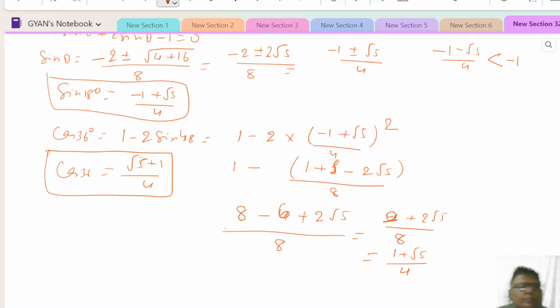So sine 36 degree, cos 18 degree and sine 36 degree also you can find out. So that is your homework.